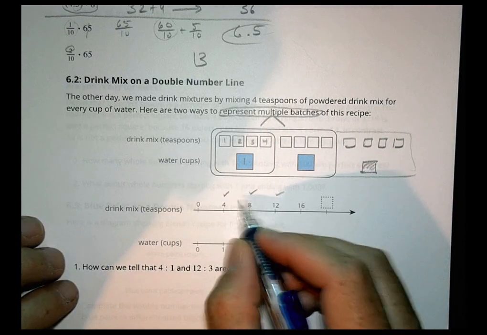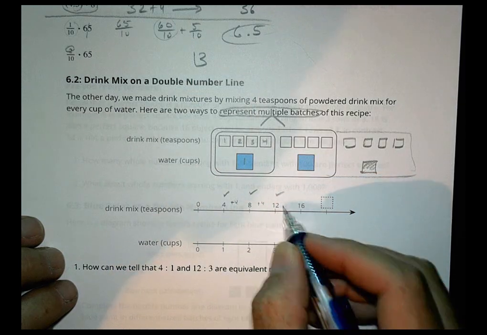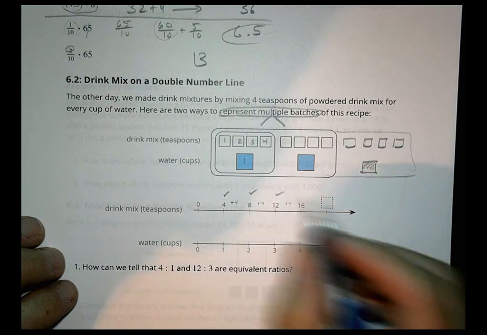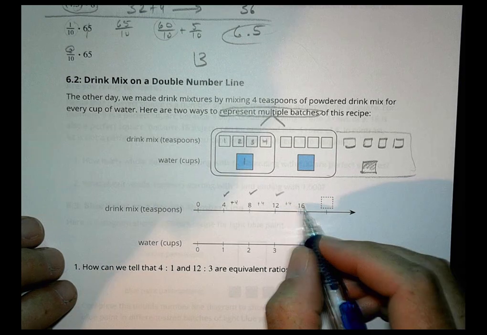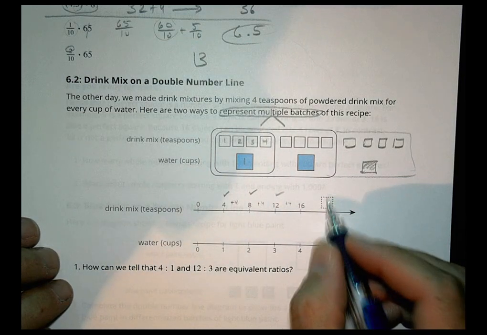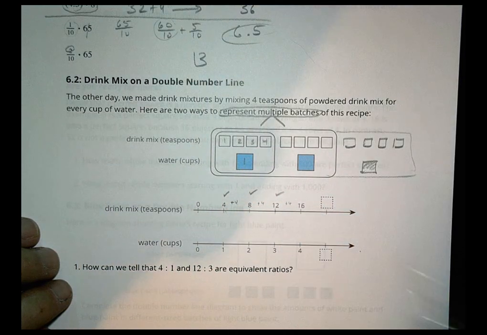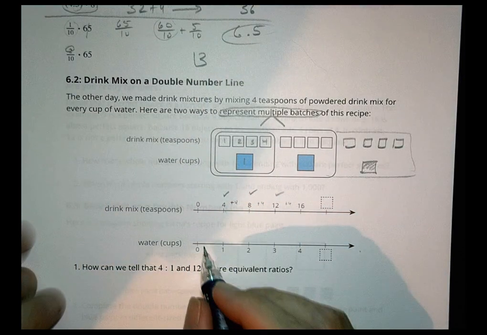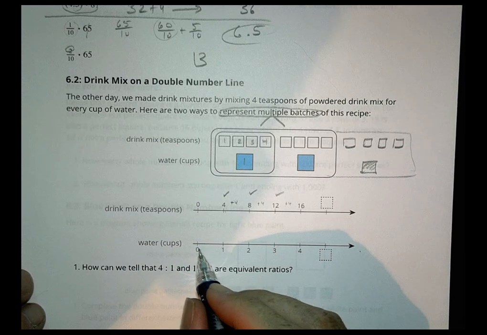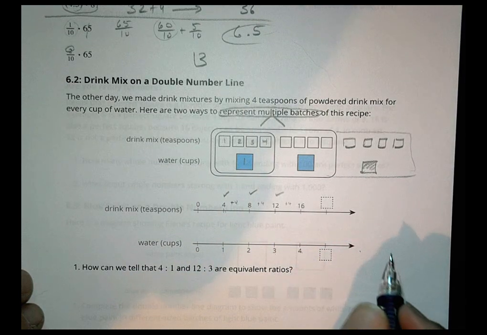And so each time I'm going up here, I am adding 4, adding 4, adding 4 as I go up on my number line. So 12 to 16 is what I have going on there. So we can actually predict what would go there by recognizing that I'm counting by increments of 4 all the way up. On the water, we see the water is just counting up by 1. 1 cup, 2 cups, 3 cups, 4 cups, and so on.